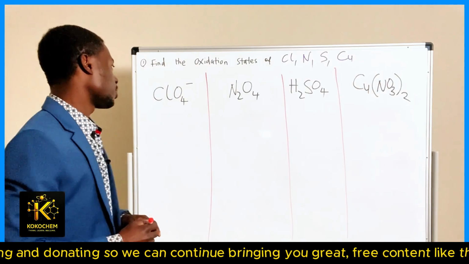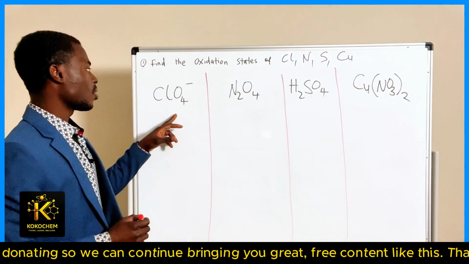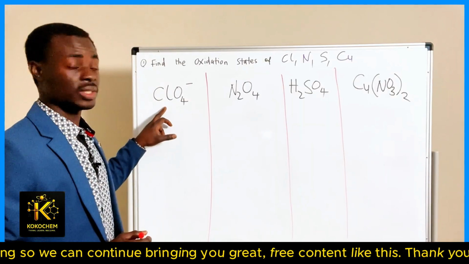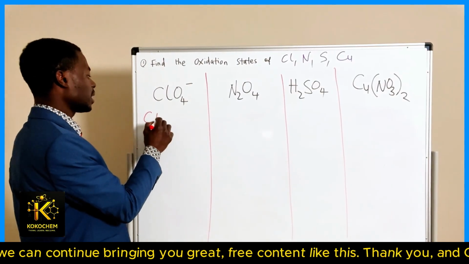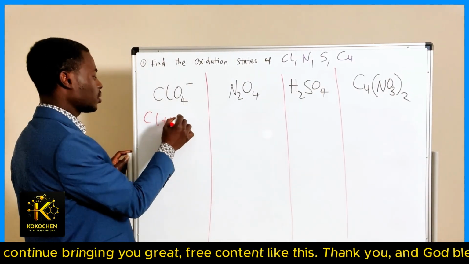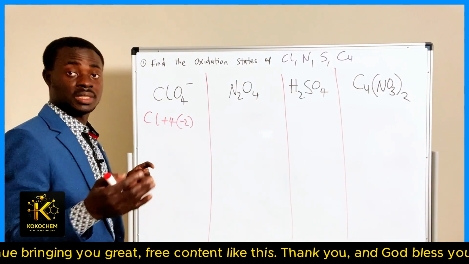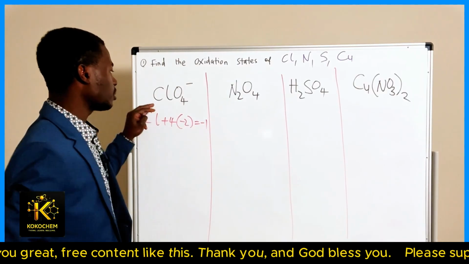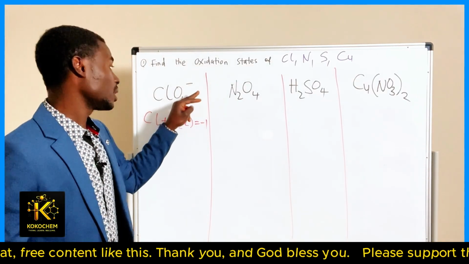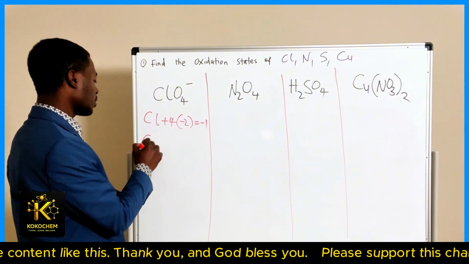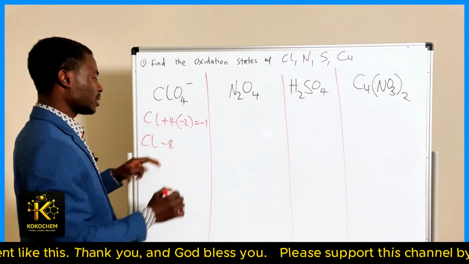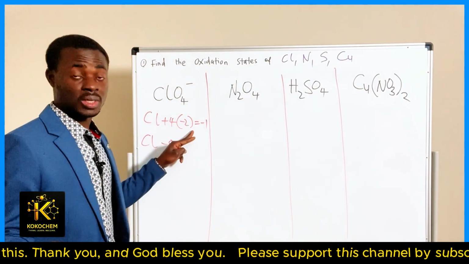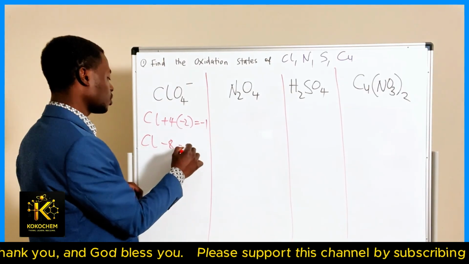In the last set of examples, we have ClO₄⁻. Find the oxidation state for Cl. So it's going to be Cl plus 4 times minus 2, because the oxidation number for oxygen is minus 2, equal to minus 1, because the charge for this compound is minus 1. So you have Cl minus 8, because 4 times minus 2 is minus 8, equal to minus 1.